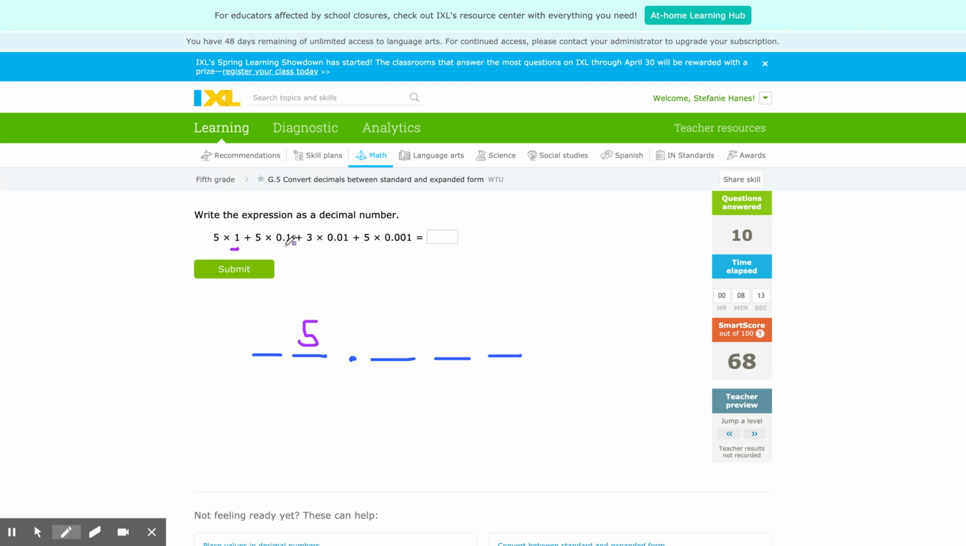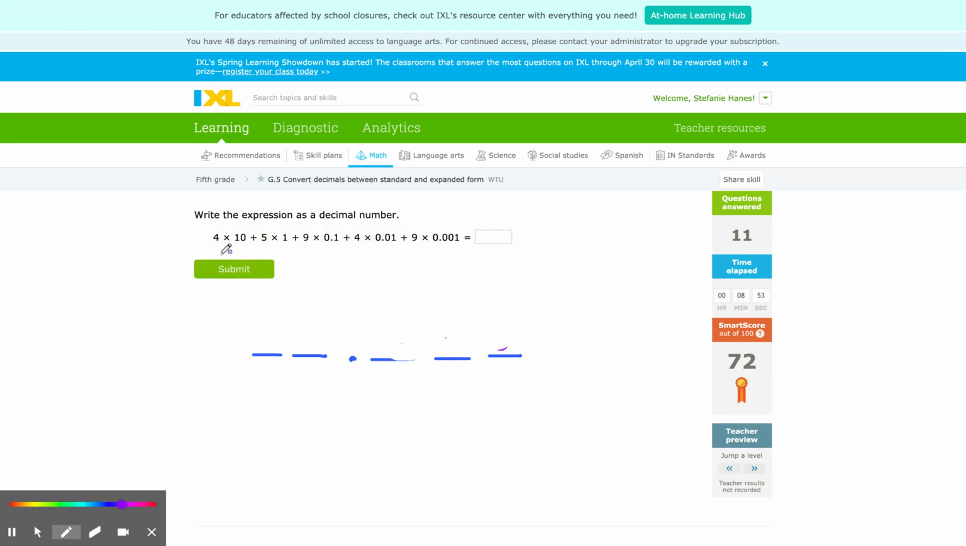I have a 5 in the 10th spot. So I'm going to put a 5 in my 10th spot. I have a 3 in my hundredth spot. So I'm going to put a 3, and I have a 5 in my thousandth spot. So if you can see, it makes it so much easier when you actually have those places available and you can just write them down as opposed to trying to remember what spot those numbers go into.